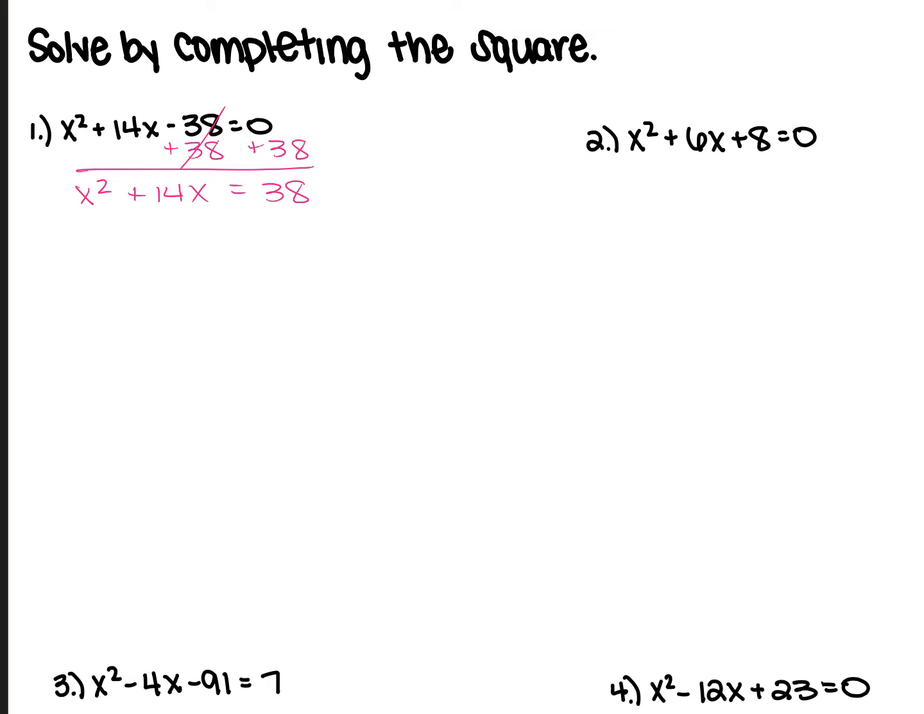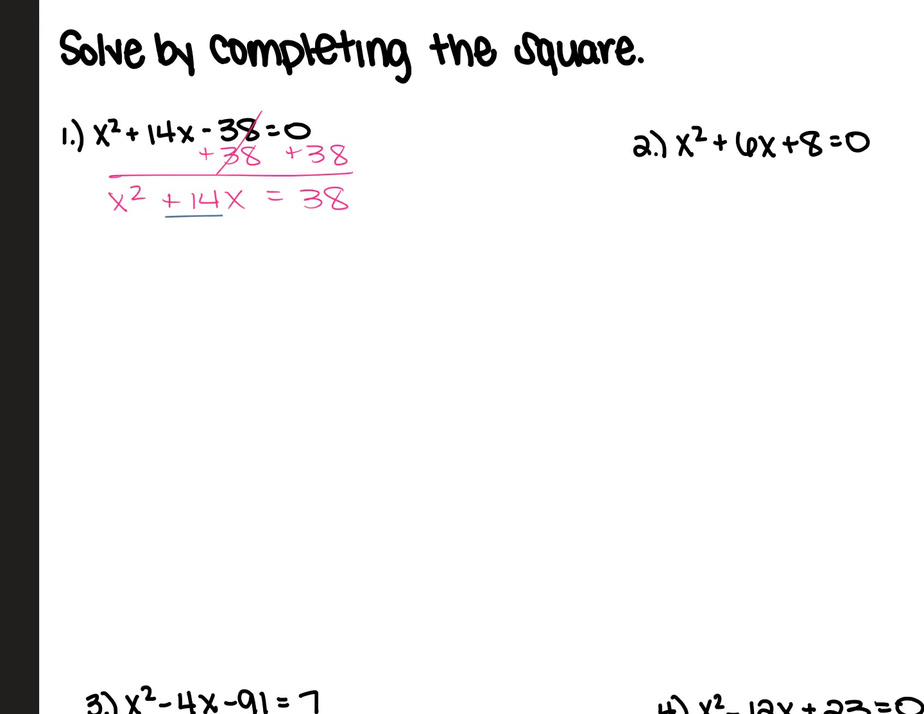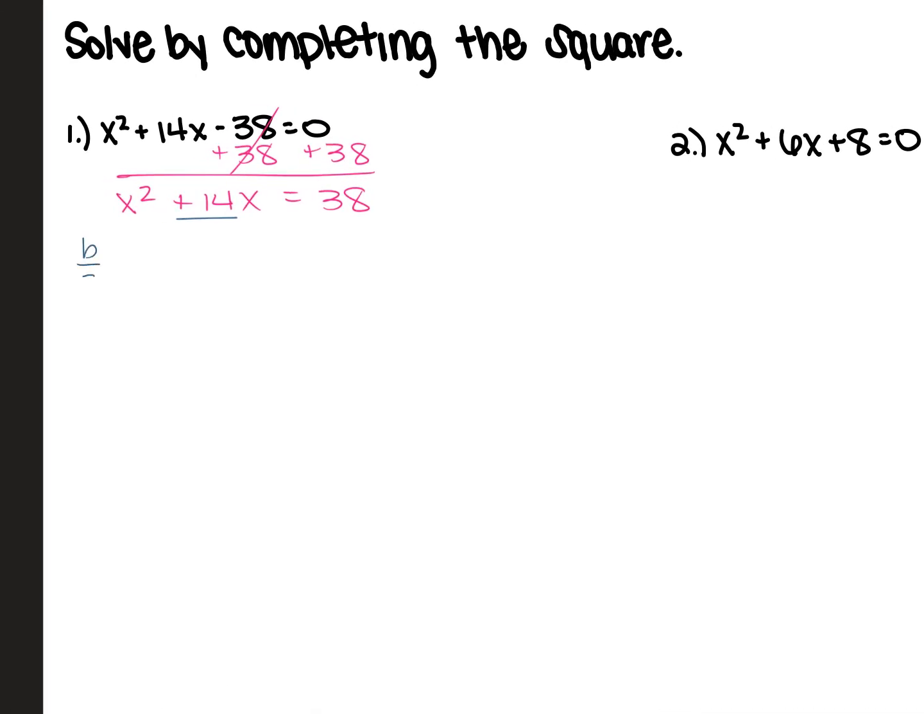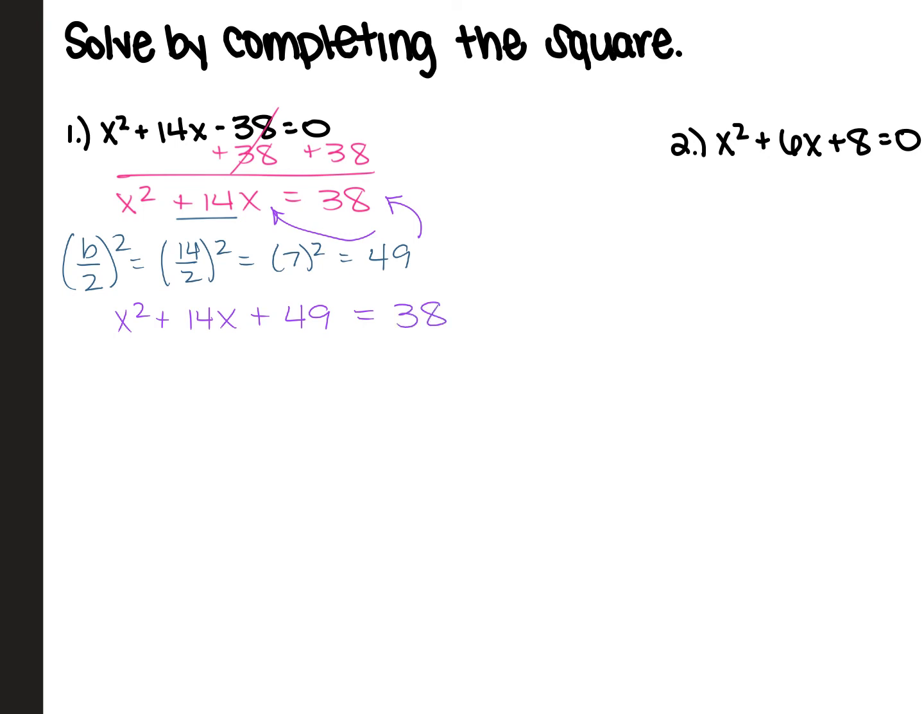From here, our b term is that 14, so we're going to find what b over 2 squared is. So we're going to do b over 2 squared, which is going to give us 14 over 2 squared. That's 7 squared, which is 49. That 49 is going to get added to the 38. It's also getting added to the x squared plus 14x. So that gives us x squared plus 14x plus 49 is equal to 38 plus 49.